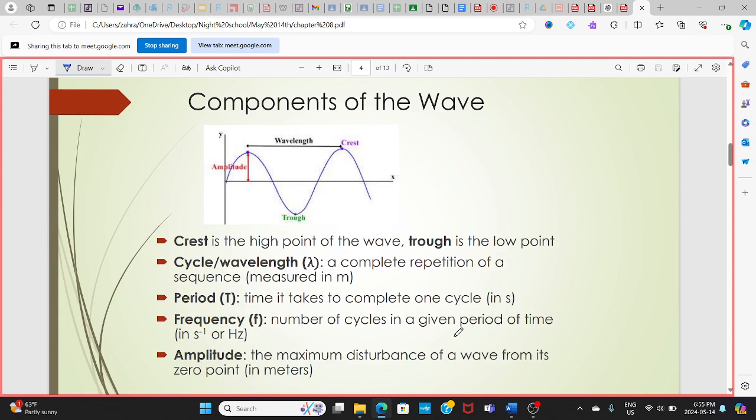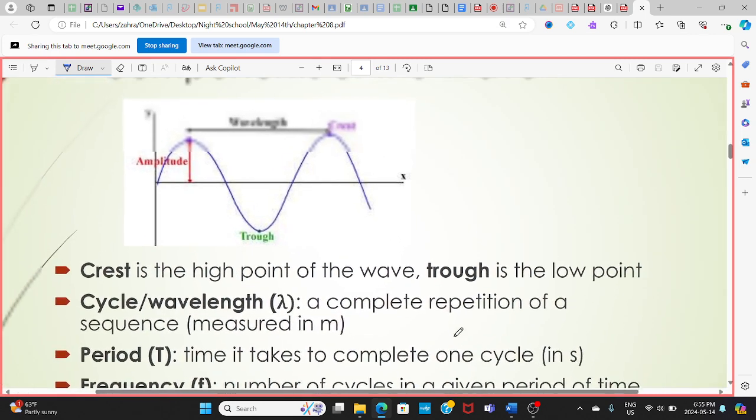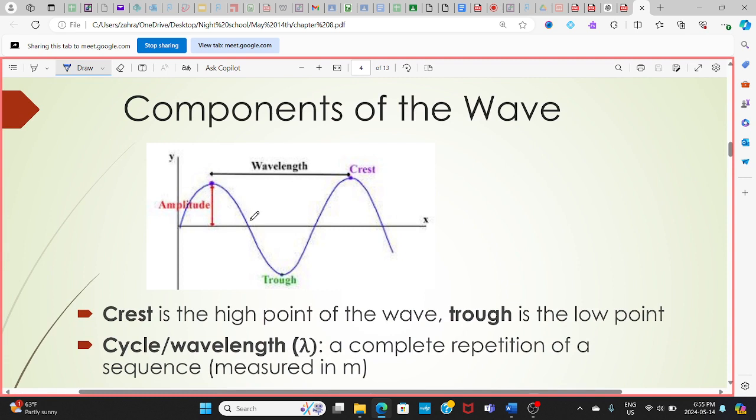Now look at these components of the wave. The wave, as you see, is kind of repeating. You have done sinusoidal functions, right? It looks like that. So a wave has amplitude. Amplitude means the distance from the maximum to the equilibrium line, or to the midline. As you see, the wave has a maximum, we call it crest, and it has a minimum, we call it trough.